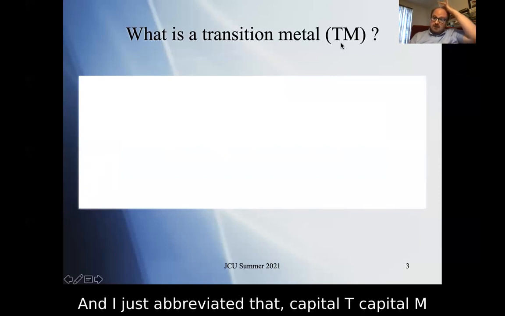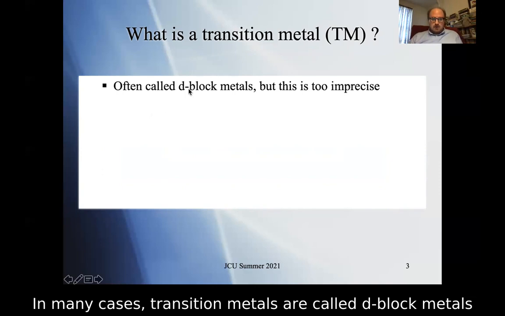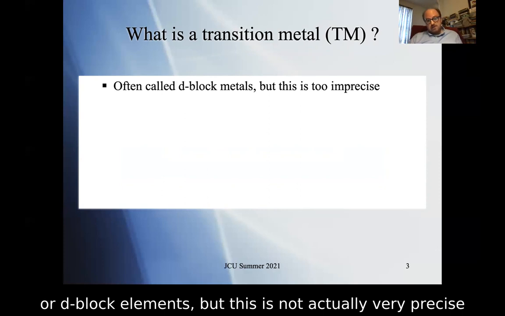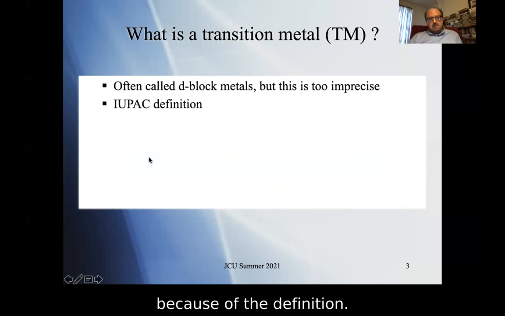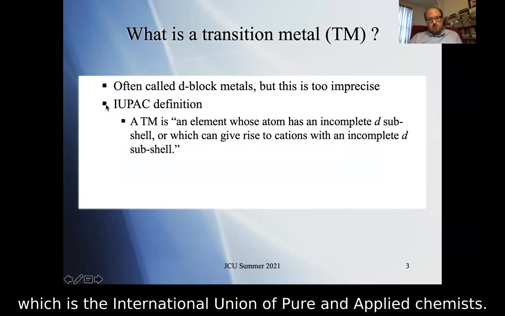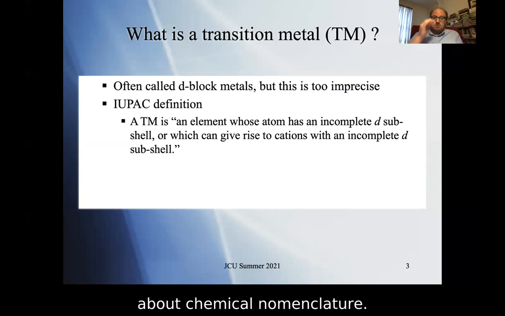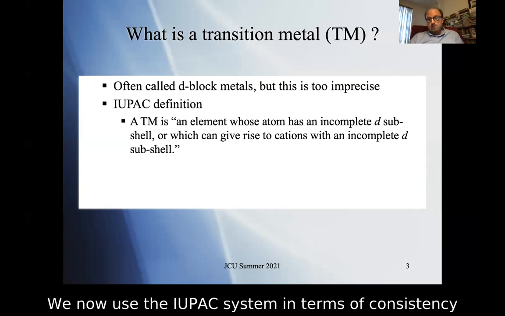All right, so we'll start with the first one, and that's what is a transition metal. I just abbreviated that with a capital T, capital M, for the sake of efficiency as we go through the next couple of slides. In many cases, transition metals are called d-block metals or d-block elements, but this is not actually very precise because of the definition. There is something called IUPAC, the International Union of Pure and Applied Chemistry. It's something you may have heard of when you learned about chemical nomenclature.